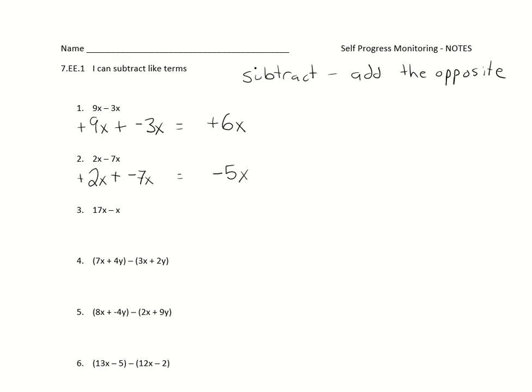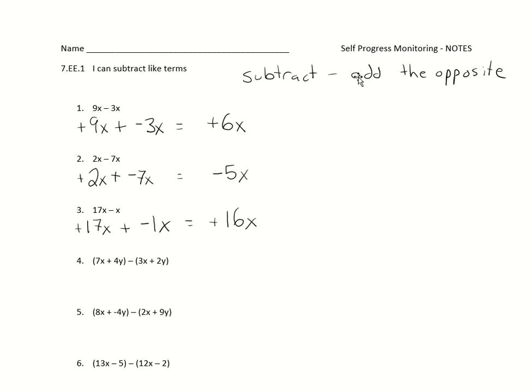17x minus x, I'm going to keep the 17x. I'm going to change it to an adding problem, and I'm going to do the opposite of x, which would be negative x. I'm also going to put a coefficient on there. If I see an x, I know there's 1 there, even though it's not written. So I'm going to write a negative 1x. 17x and a negative 1x, signs are different. We are going to subtract, getting 16, keep that x on there, and keep the sign of the larger, which was this positive 17 here.